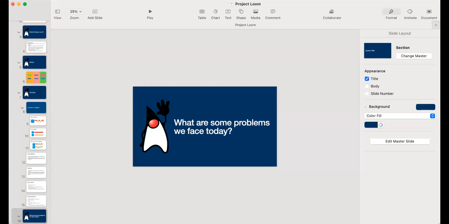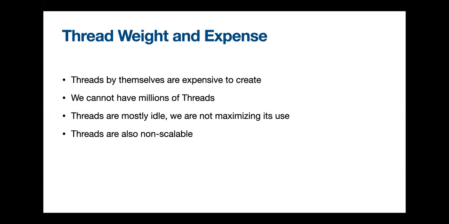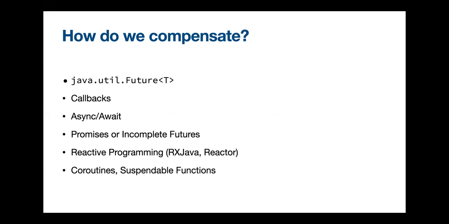So what are some of the problems that we face today? I didn't even realize it until I started researching this topic that I even had any problems. But I guess it's one of those things that I just got so used to the problems that it just seemed like something I needed to do as a job. So threads by themselves are expensive to create. We can't have millions of threads right now. Threads are mostly idle, we're not maximizing their use. Threads are also not scalable. And so how do we compensate for this?